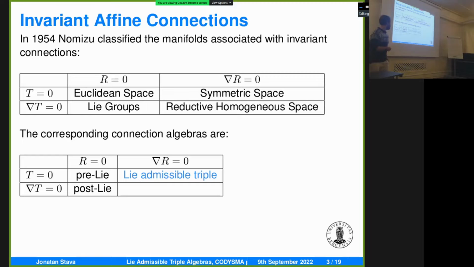And previously, this connection algebra has been studied in the case of Euclidean space, and you get a pre-Lie algebra. And in the Lie group case, you get what is called a post-Lie algebra. And then in the case that I'm interested in, over the symmetric space, we have called this algebraic structure a Lie admissible triple algebra.